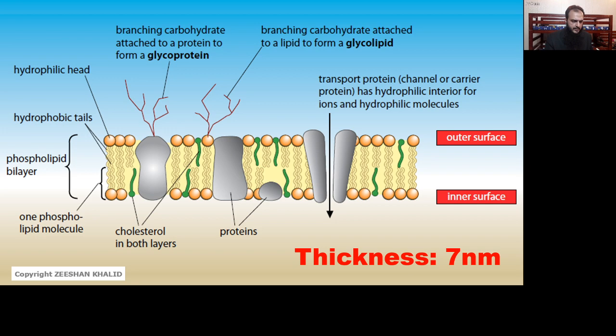Okay? Now, I know there's a lot of information on the slide. Let's pick up on them one by one. The first thing I want you to know is, in terms of its thickness, the cell surface membrane is 7 nanometers. And this is from assessment objective 1, which means that you need to remember this information, okay? All right.